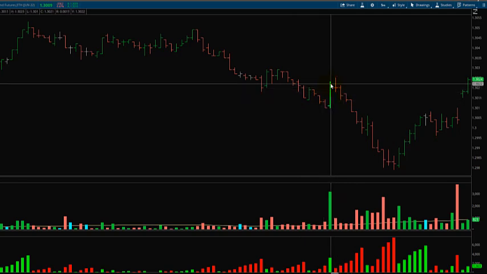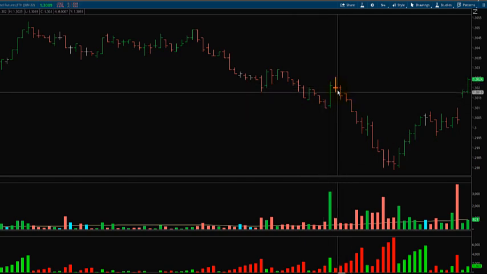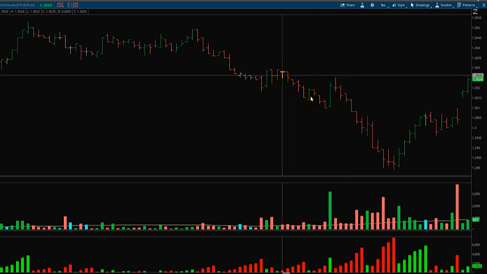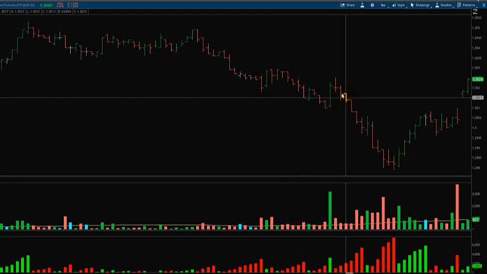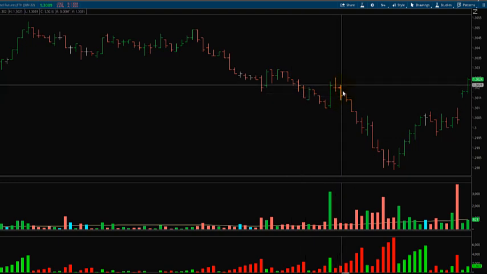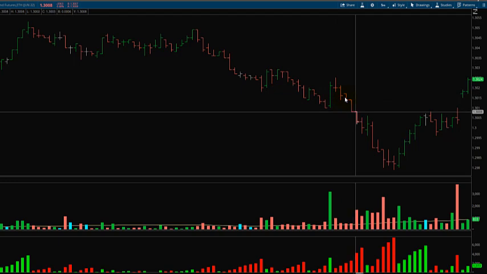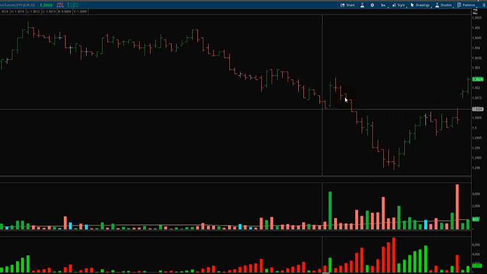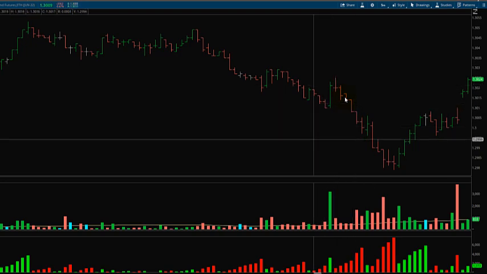A pullback right here and then more follow through as we are moving to the downside in the direction of the trend. And we can tell that because of where the bars are closing. They're closing at the lows. This is follow through. There's signals to be picked up here when you read these bars. That's why I keep saying study and practice your bar chart reading exercises. Print off those worksheets. Keep them either taped up on your office wall or on your computer desk and keep looking for them and keep practicing them.